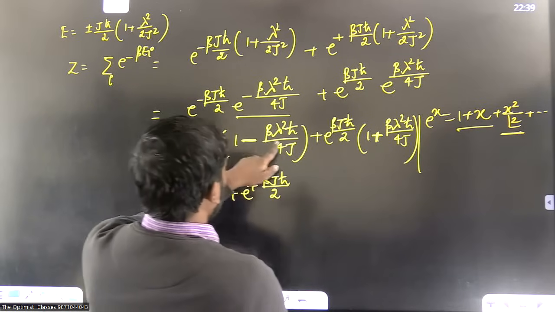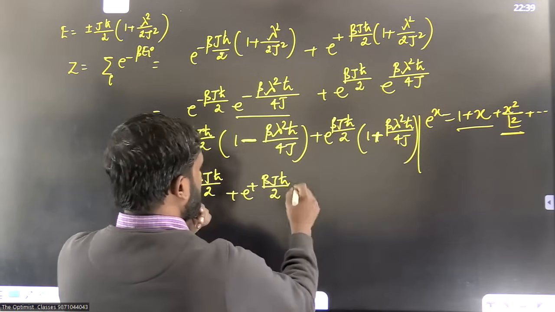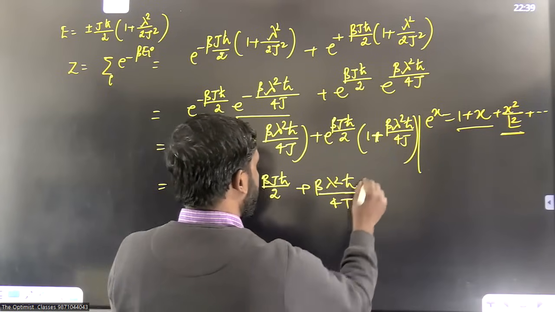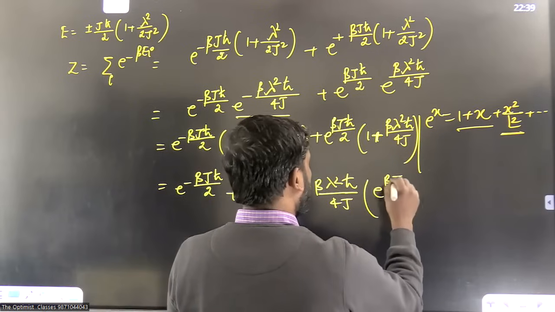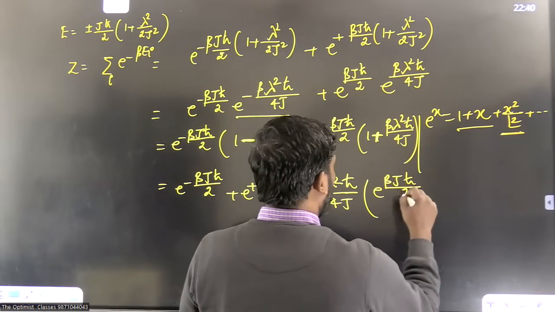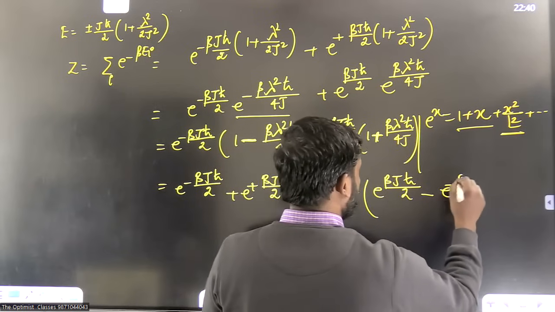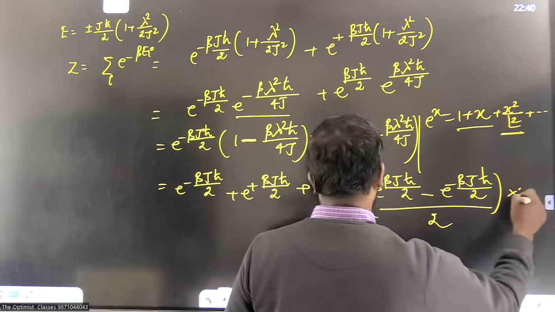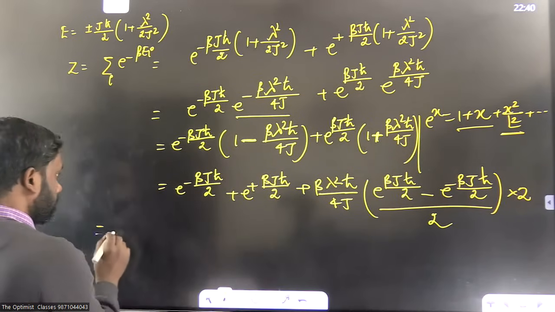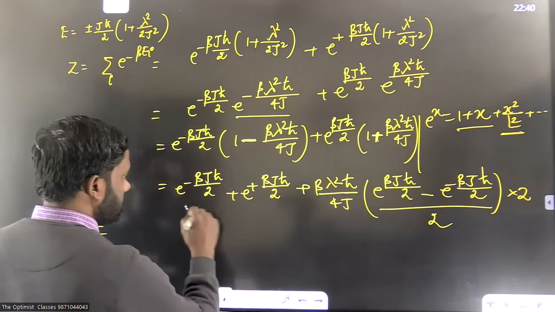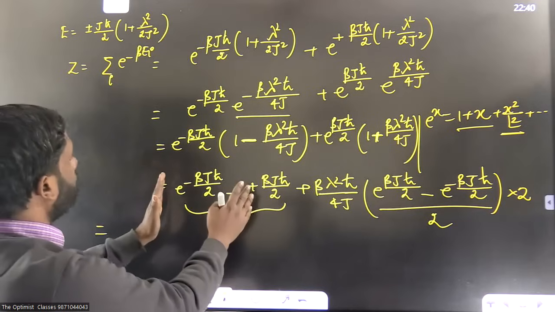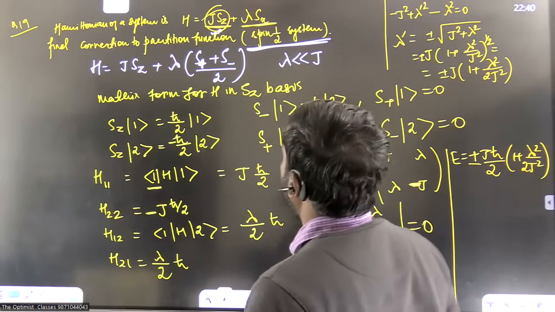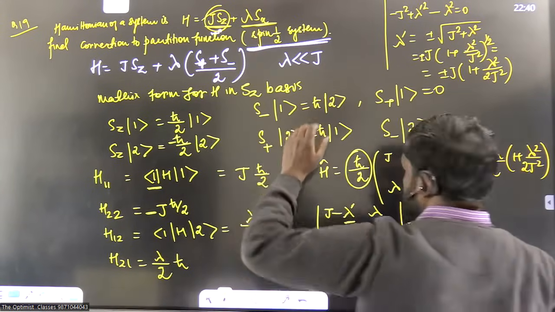And here when you multiply, these two terms are the same actually, so we can take them common: beta lambda square h bar divided by 4J, and here we will get e to the power beta J h bar by 2, and from here we will get a negative sign, e to the power minus beta J h bar by 2. Okay, so divide by 2 and also multiply by 2. Now you see here, this term is the partition function that we would have gotten when there was no lambda term. If only this term were present, then the partition function would have been this term.